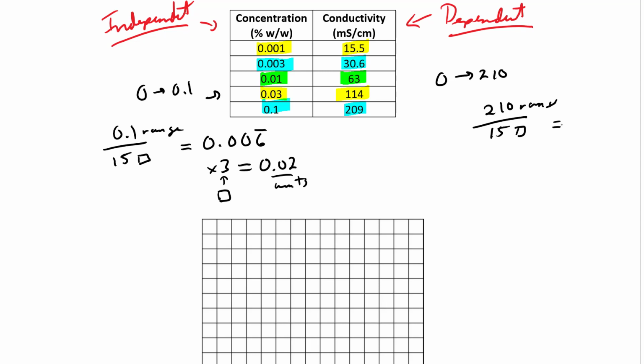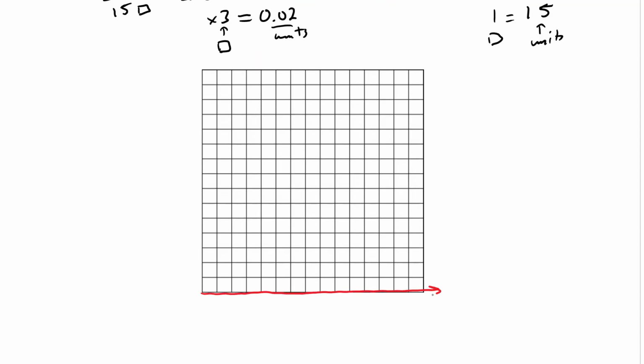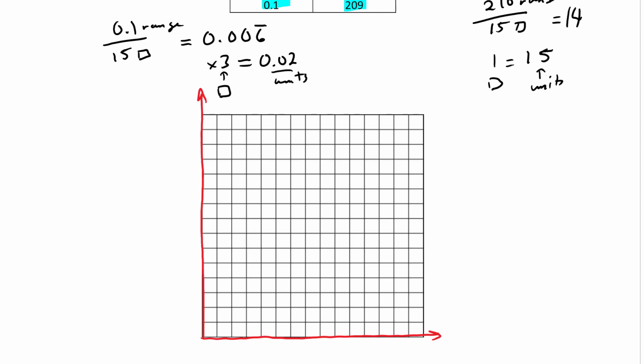Over here, we divide that out, we get 14, which is pretty close to 15. So every box is worth 15 units. Let's graph that now. Our scale here, which one goes where? Do I put concentration on the horizontal axis, or do I put conductivity on the horizontal axis? Remember, I always put my independent variable. I've chosen the concentrations. Therefore, that is independent of the experiment. I've selected it. Therefore, that is your horizontal axis.